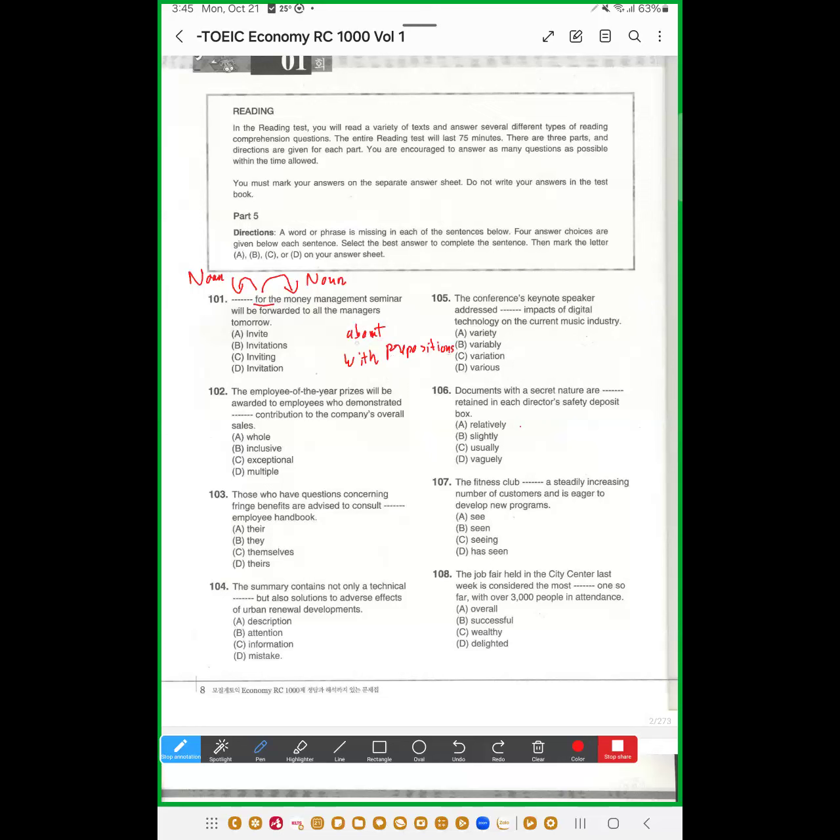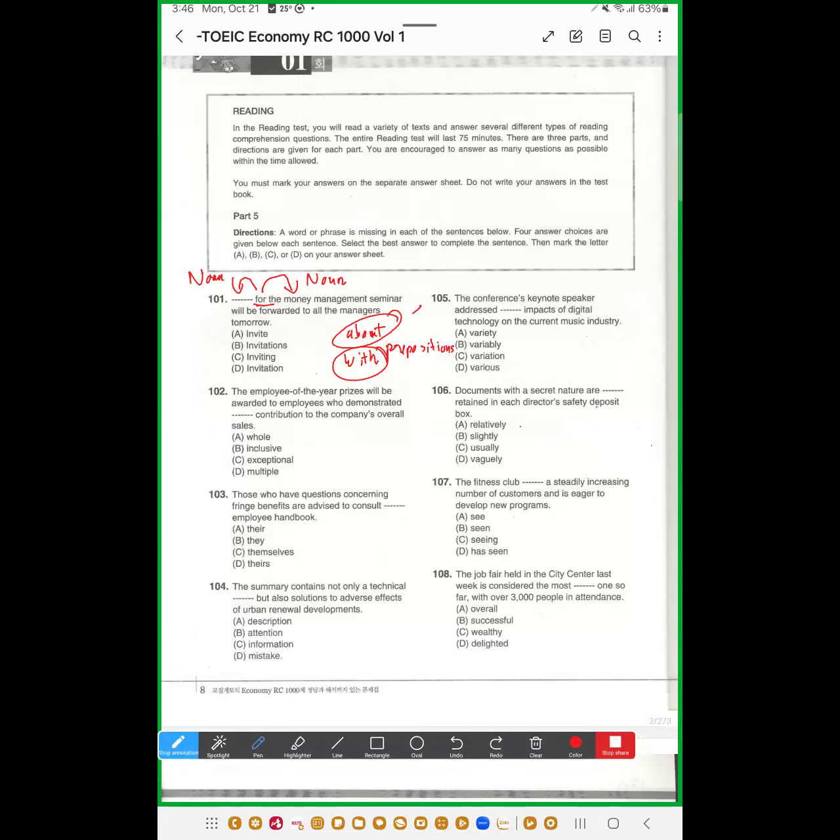Whenever it comes to about, with, or for, we don't need to know much about the prepositions, because you need to learn a lot about the prepositions, lots of cases. So here we just see a few words on our screen: about, with, or for. Just pay attention to these words. Whenever it is for, about, or with, please remember before it is a noun, after it is also a noun.